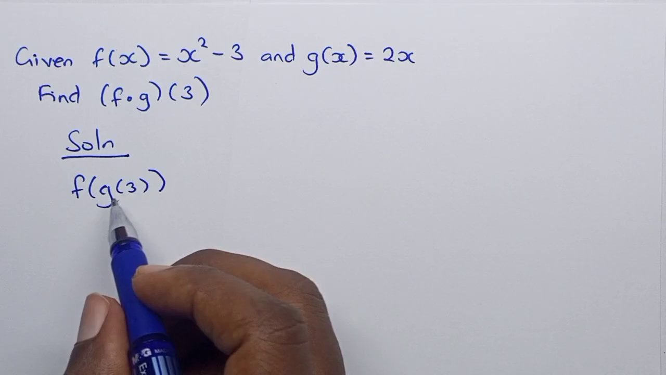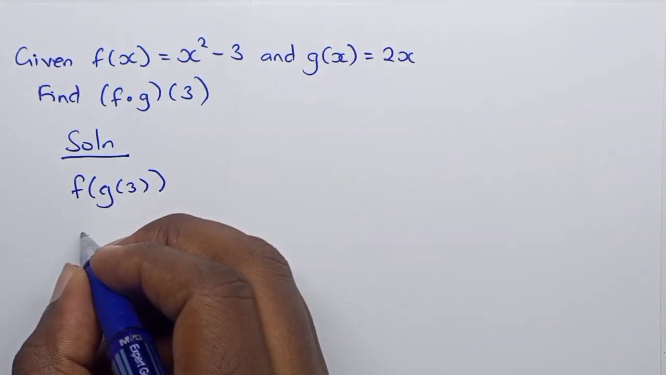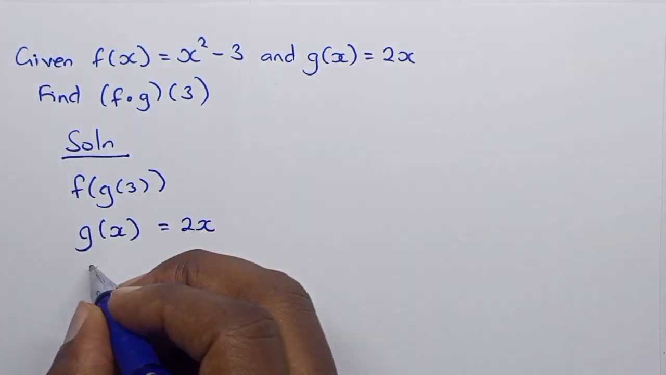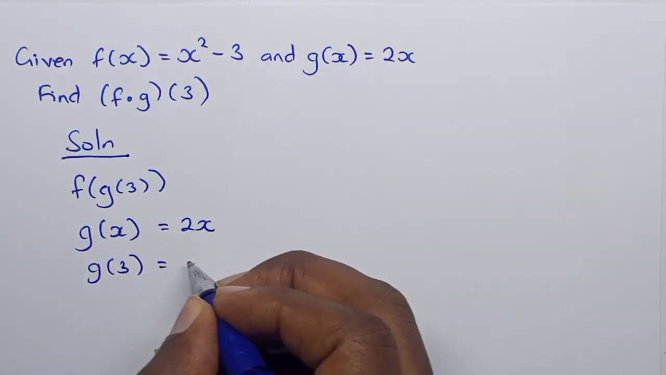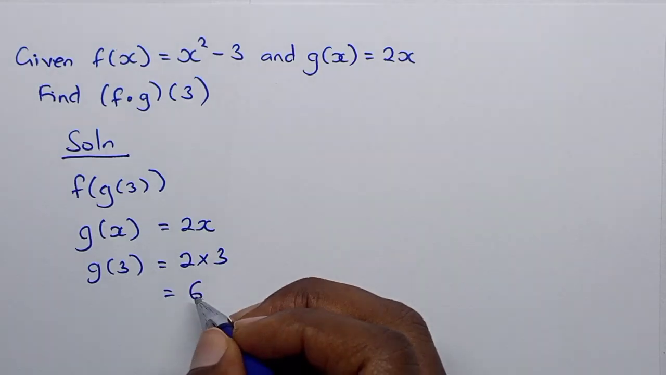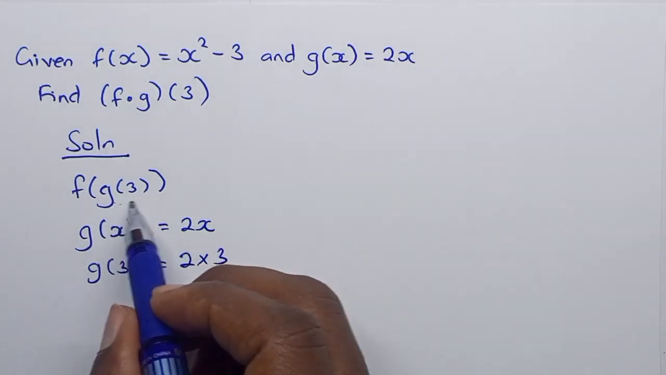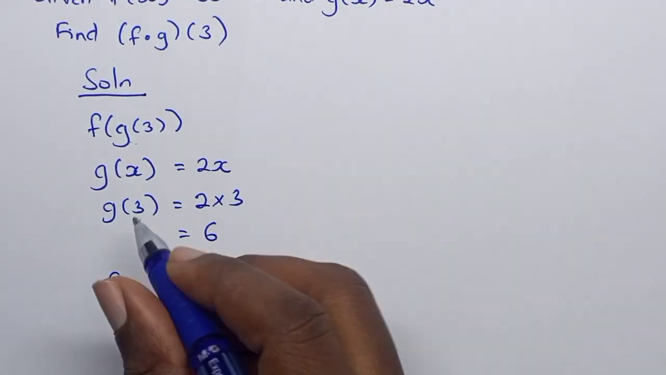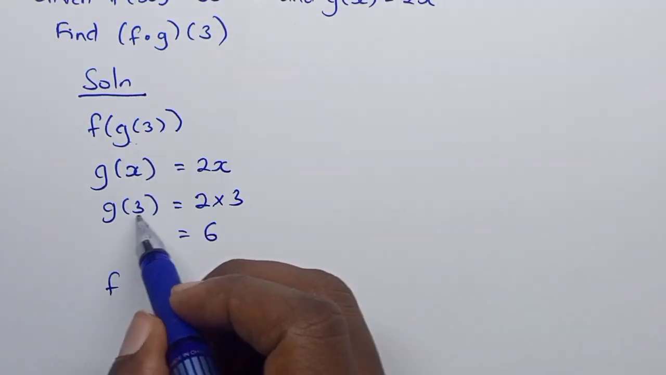So now let us evaluate the inner function first. So g of x is equals to 2x. Now g of 3 will be equals to 2 times 3, which is equals to 6. So we've calculated the inner. Let's now calculate the outer, which is f of g of 3, and g of 3 is 6.